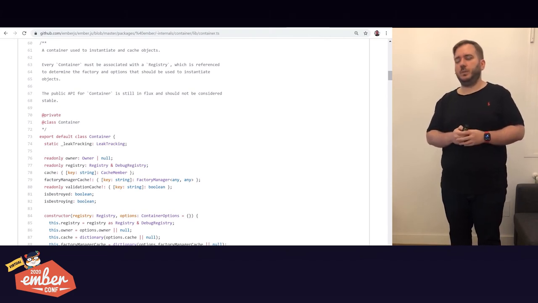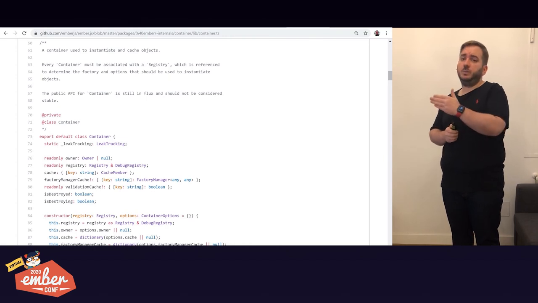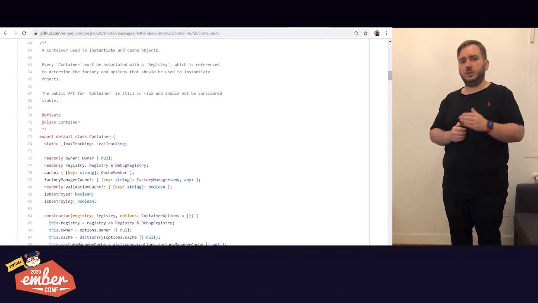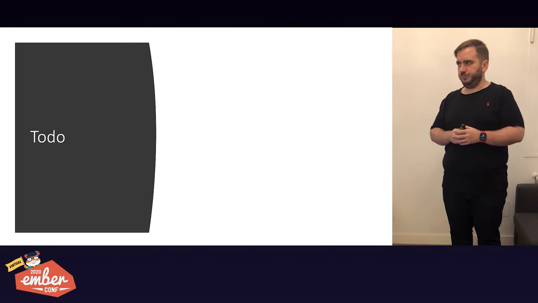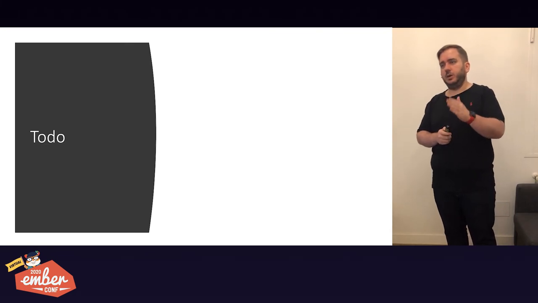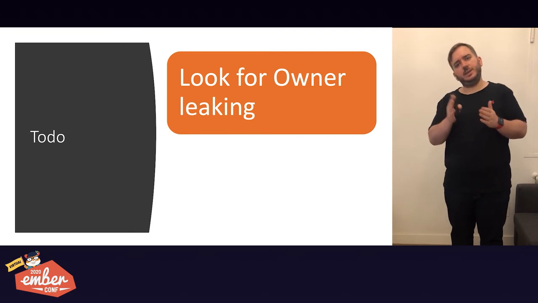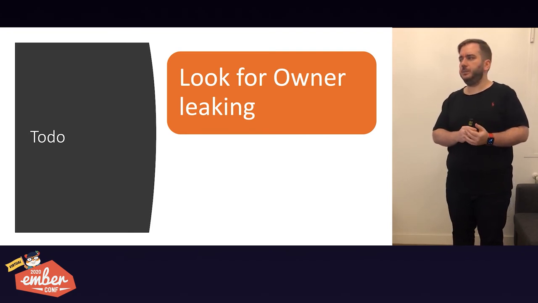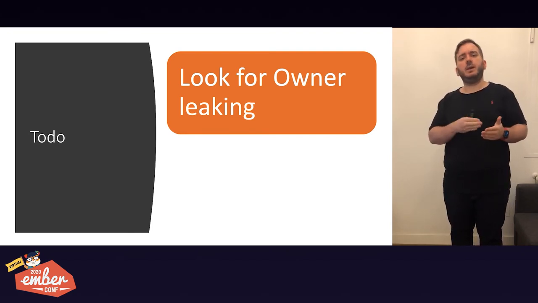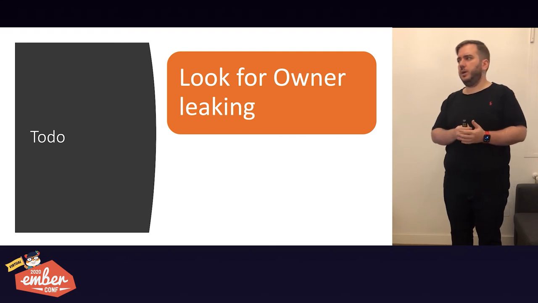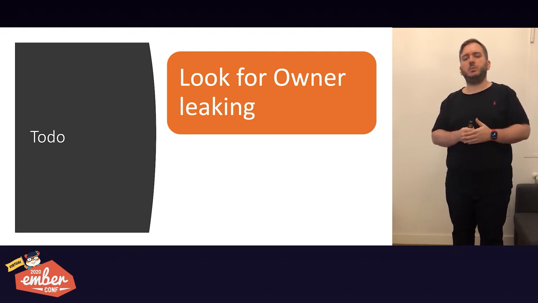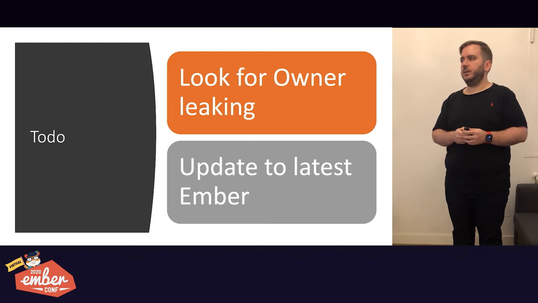So what do we do? Well, after confirming we were leaking the container, that was on the very first day, we had two approaches. The first one is to look for the owner leaking. Owner is basically the public API of the container. So we might be leaking the container somewhere. Might be our code or some of our dependencies.